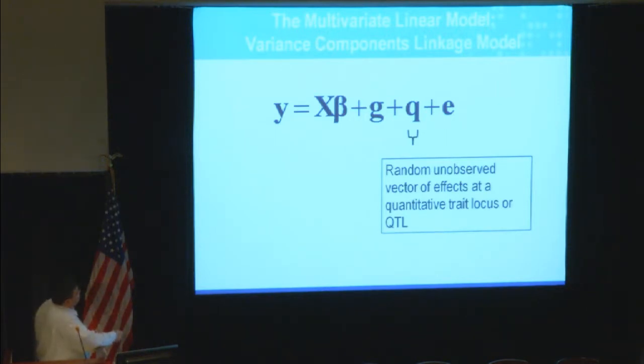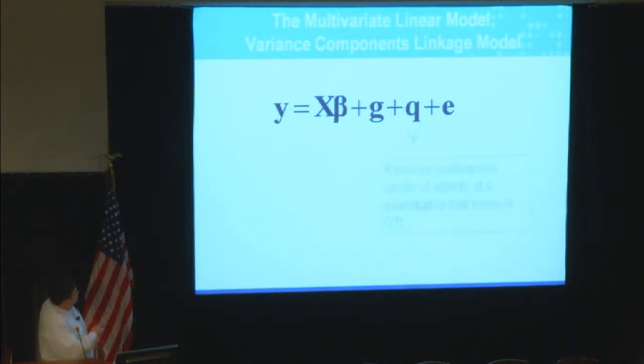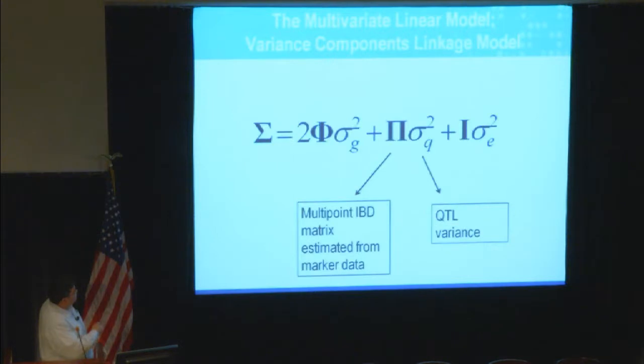Right now I want to show how the basic polygenic model can be extended to the QTL level. And we just posit now a novel random vector for the QTL effects, right? The quantitative trait locus effects, okay? Denoted by this Q vector here. And we assume that these are uncorrelated.